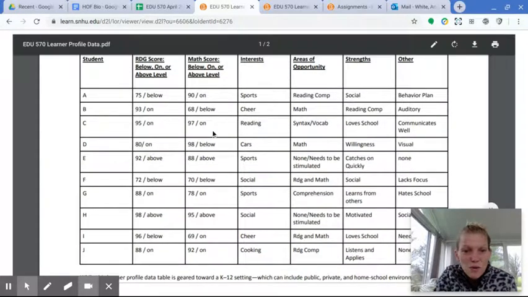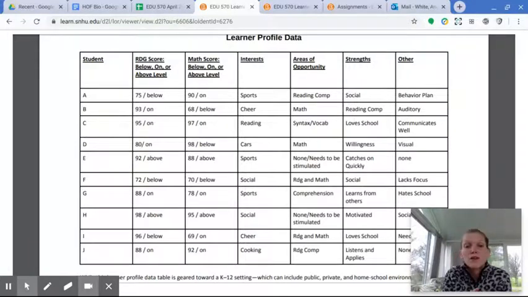All right, so here we have student D. For math, they're scoring a 98, but they're below grade level. So right there is telling me, okay, they're doing well with their percentage, but they're below grade level. So that means the teacher is definitely using some modifications. And if you look over here to other, they're having visual issues. So that could definitely affect math, maybe some more manipulatives can be used if you are teaching a math unit.